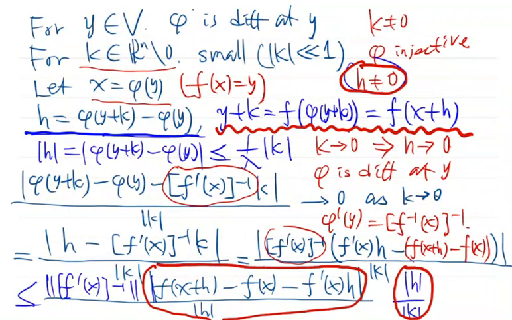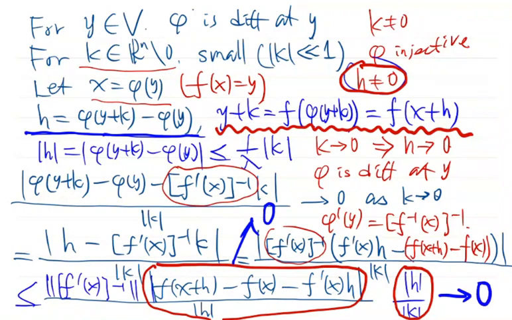By the differentiability of f at the point x, this part will go to 0 if h goes to 0. But when k goes to 0, we do have h goes to 0. So when k goes to 0, h will go to 0. Therefore, the part we care about goes to 0. In conclusion, the right hand side goes to 0 as k goes to 0.